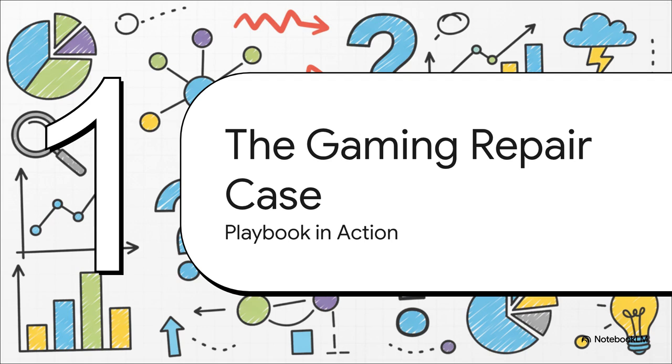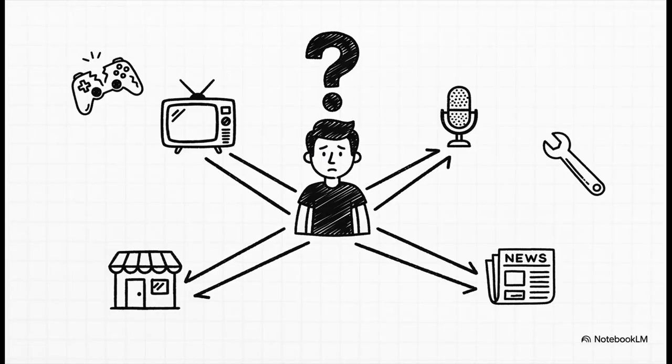All right, theory is great, but let's see how this playbook actually works in the real world. We're going to follow the story of a small business and see exactly how these 6 steps helped them solve a really critical problem. So, meet Anywhere Gaming Repair. It's a small shop that fixes broken video game consoles. The owner was really eager to grow the business, but he was completely stuck. There are so many ways to advertise, and with a tight budget, where do you even begin?